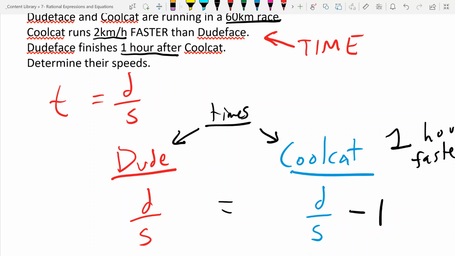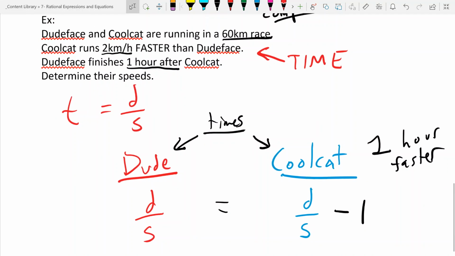Once we have that set up, we just have to put in the numbers. So the distance we knew was a 60-kilometer race. It's 60 kilometers for both of them. Some questions, they'll run different amounts of distance, and these numbers might be different, but this one, they're the same. And then the speeds. Cool Cat runs 2 kilometers faster than Dude Face. So I'm going to say Cool Cat's speed is like the speed of Dude Face. Again, we'll call this X plus 2, whereas Dude Face just runs X.